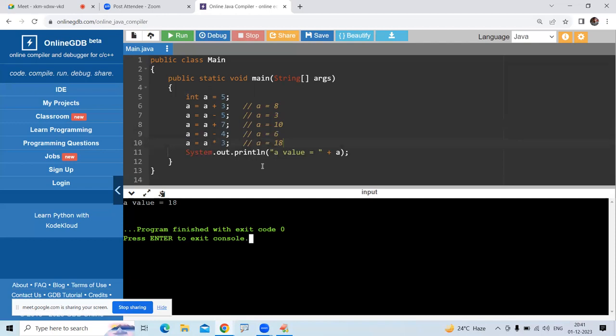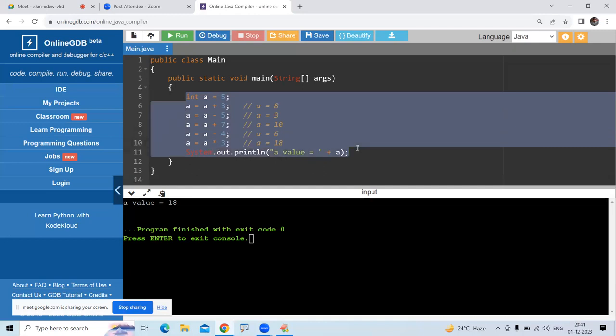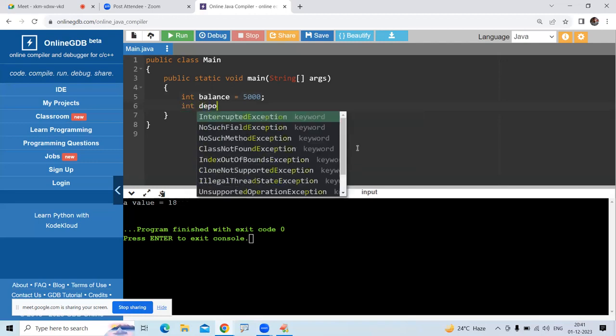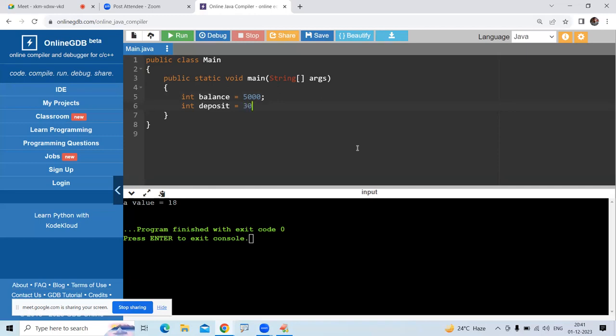See what I'm trying to explain. The values in variables always will change. Suppose like our age, every day age will change. Balance in account, every day the balance will change. Suppose here I'm taking the balance in my account is 5,000 rupees. Now I want to deposit this variable 3,000 rupees.